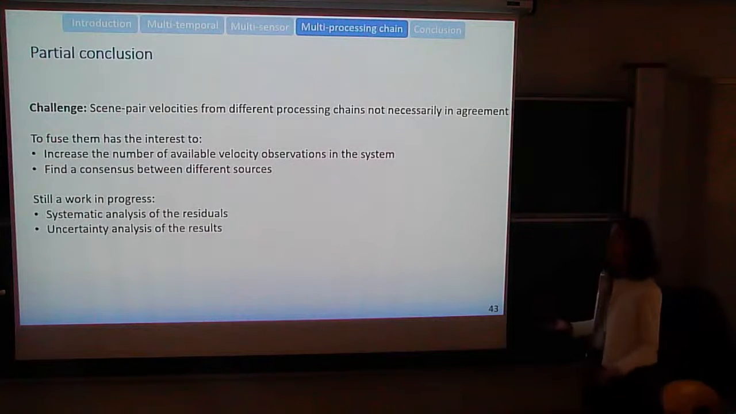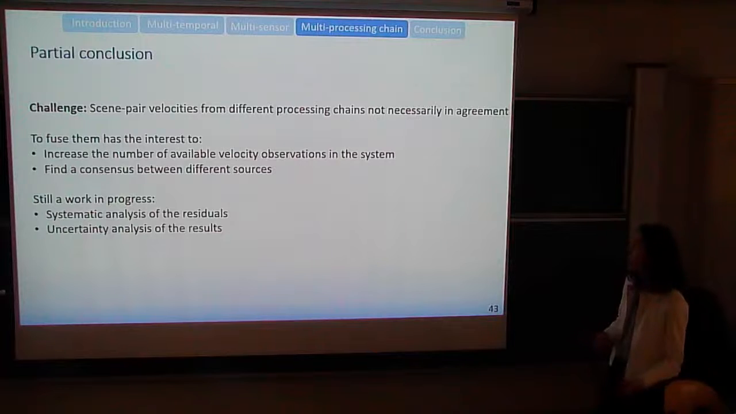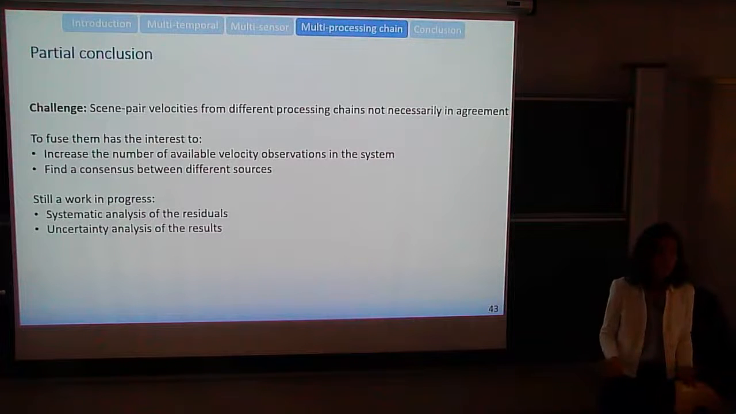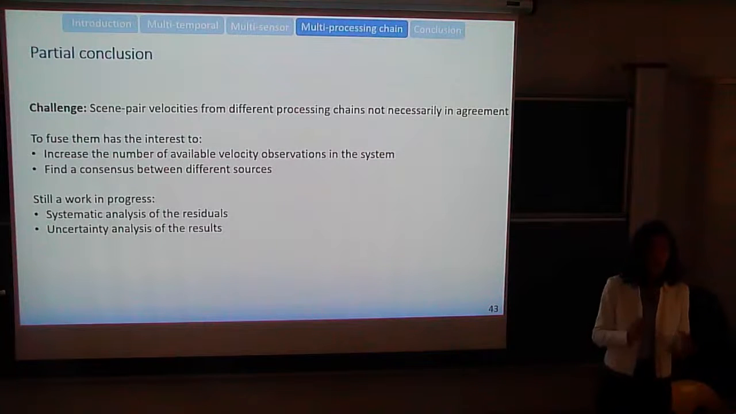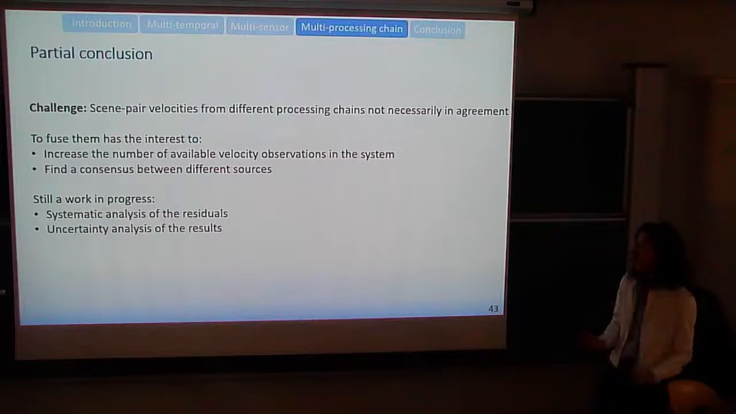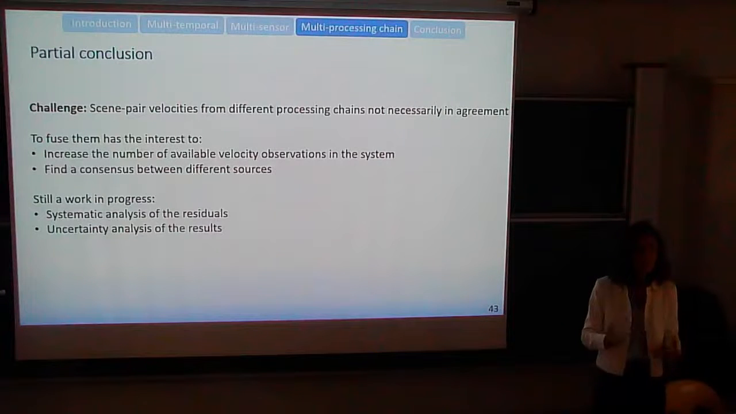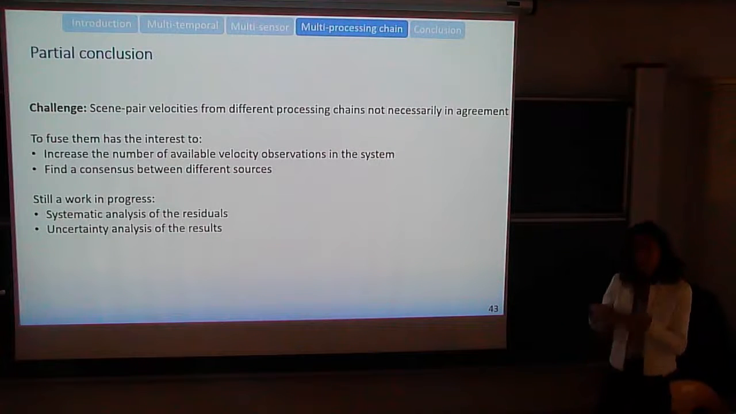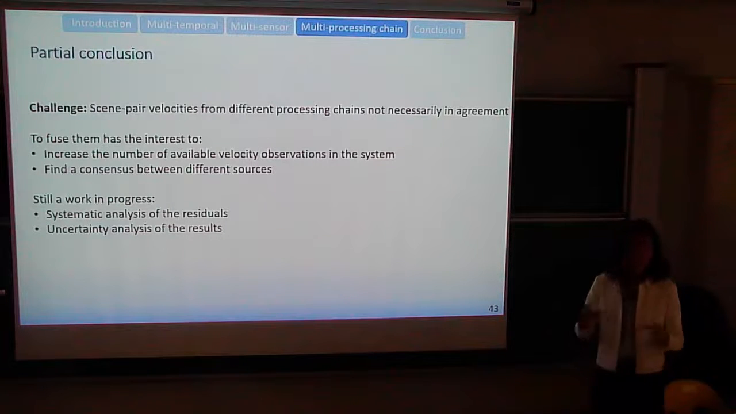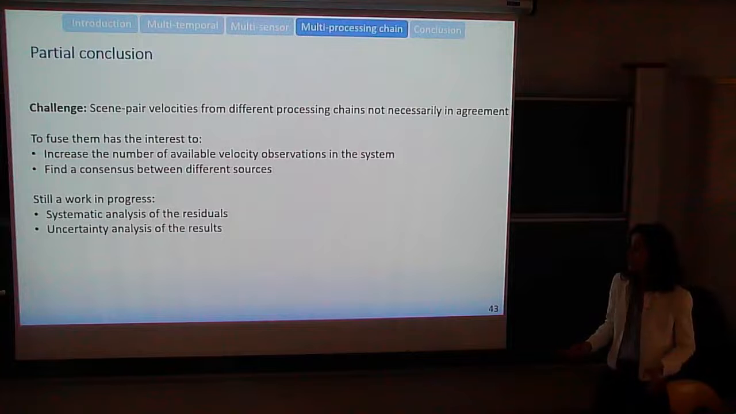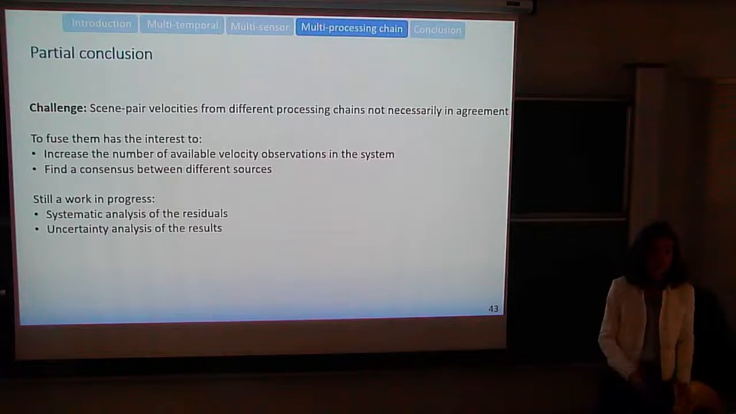As a conclusion, we have shown that simple pair velocities based on different processing chains are not necessarily in agreement. To fuse them has the interest to increase the number of available velocity observations in the system and find a consensus between different types of information. It's still a work in progress, and we will need to carry on a systematic analysis of the residuals and improve our way to analyze the uncertainty of the results.